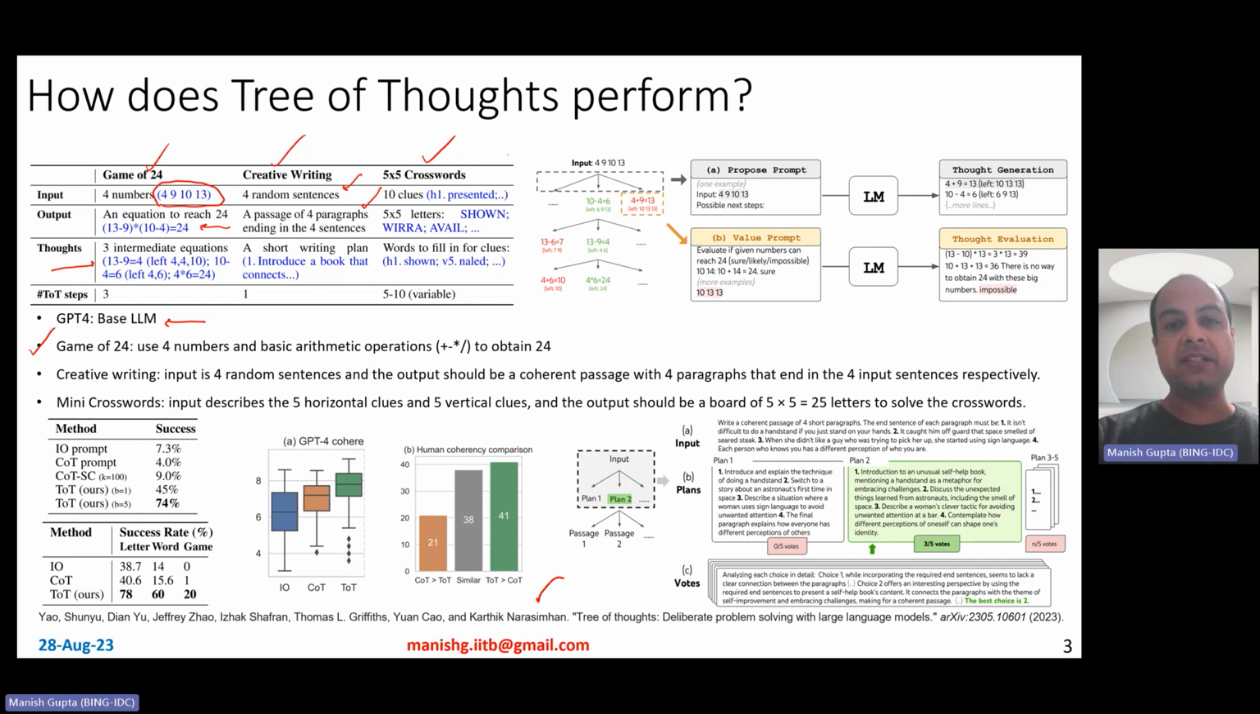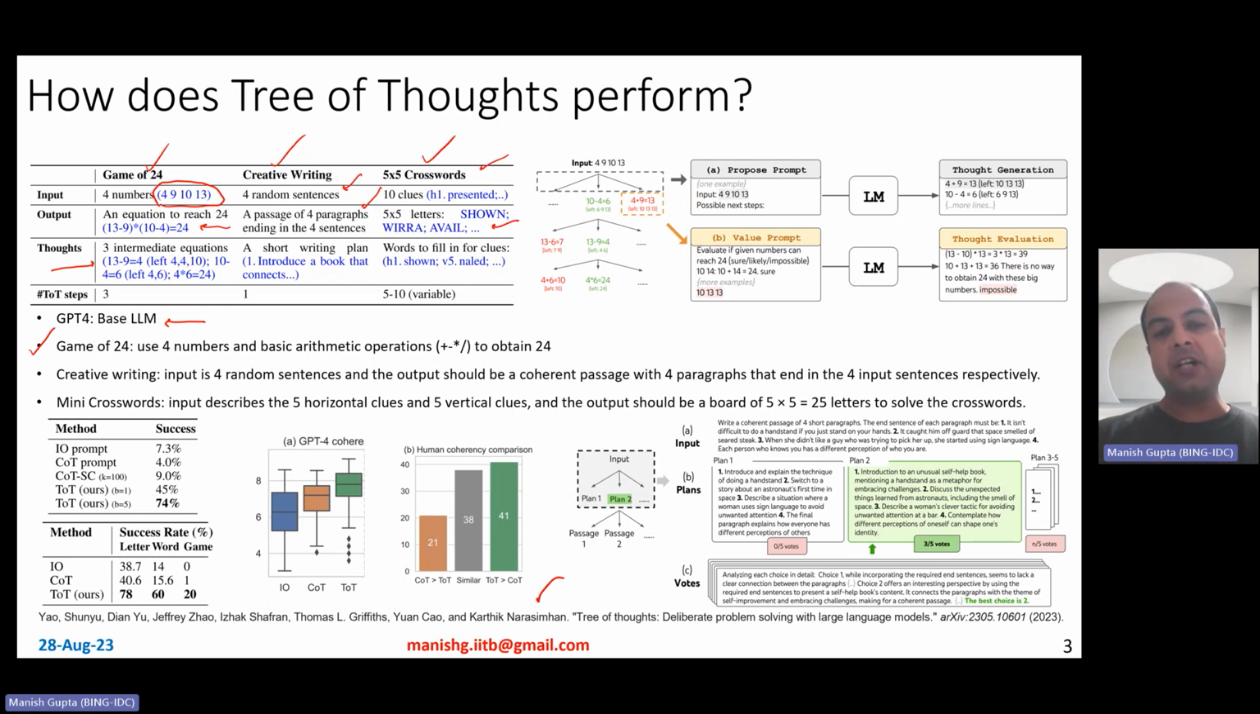Mini Crosswords is a 5x5 crossword problem where the input describes the 5 horizontal clues and 5 vertical clues. And the expected output should be a board of 5x5, that is 25 different letters to solve the crossword. Right? So essentially, that's the expected output. You want to basically come up with 5x5 letters, totally 25 letters.